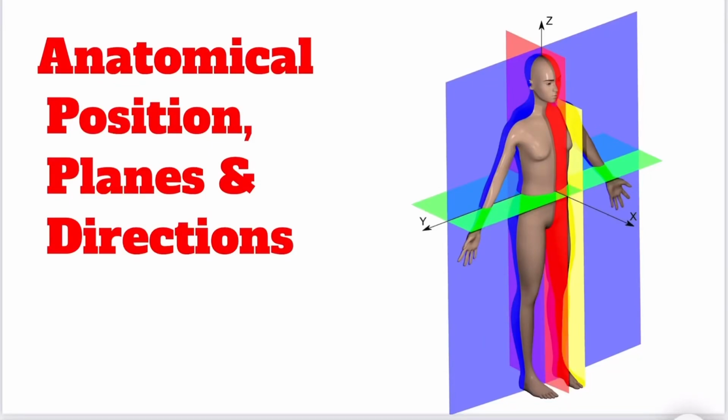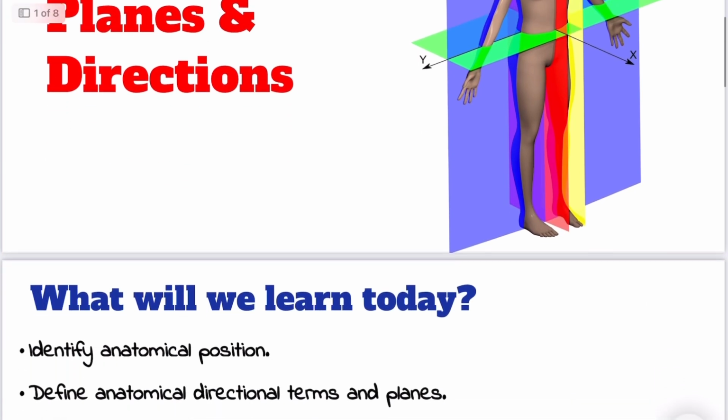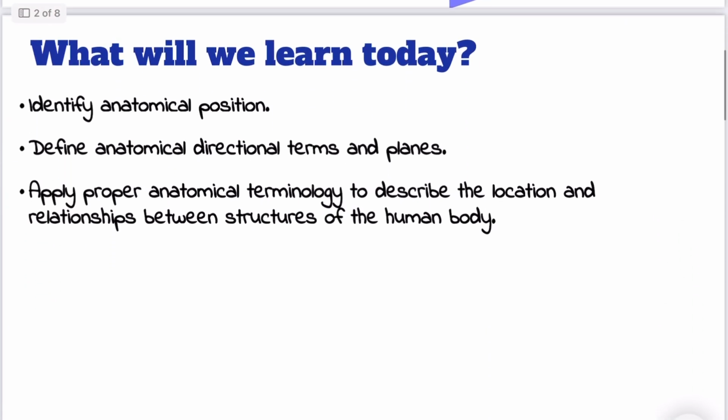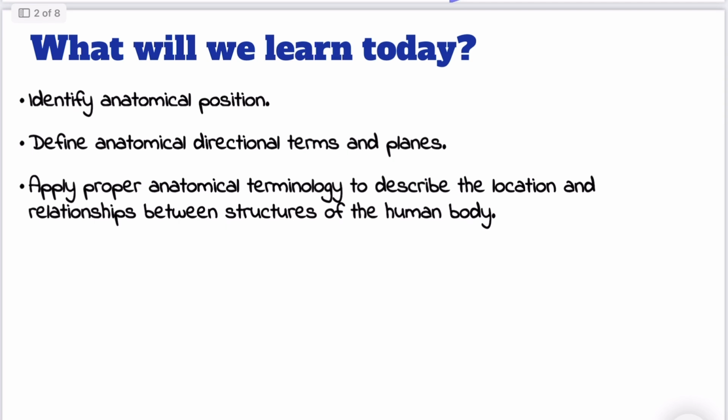In today's video, we are going to focus on understanding anatomical position, planes, and directions. These basics are really going to help you build upon the intricacies of anatomy as you progress through this series. So let's get started. So what exactly will we be learning today? Well, we are going to be able to identify anatomical position, define anatomical directional terms and planes, and then we will also apply proper anatomical terminology to describe the location and relationships between structures of the human body.